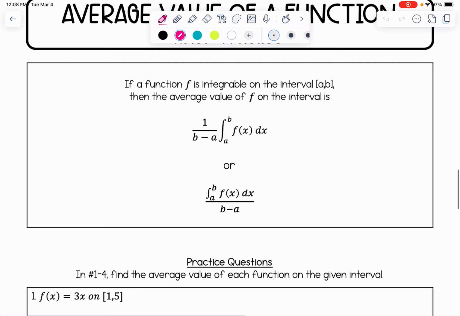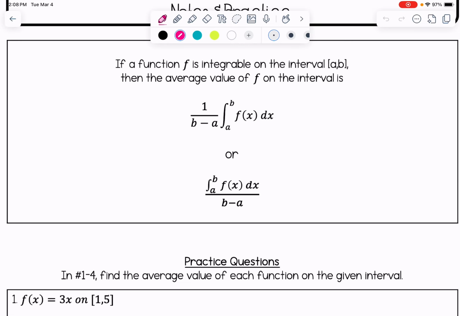In this video, we're going to be learning how to find the average value of a function. If a function is able to be integrated on the interval a to b, then the average value of f on the interval is, and we could represent this by 1 over b minus a times the integral from a to b of f of x dx. Or we could rewrite this and take the integral from a to b of f of x dx and divide that by b minus a. What this is basically doing is finding an average.